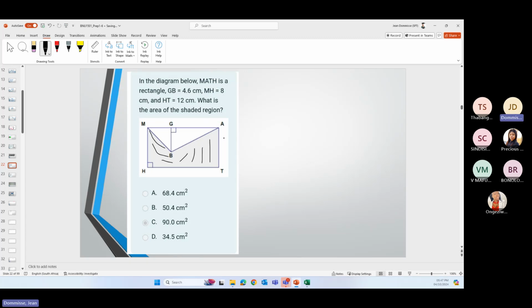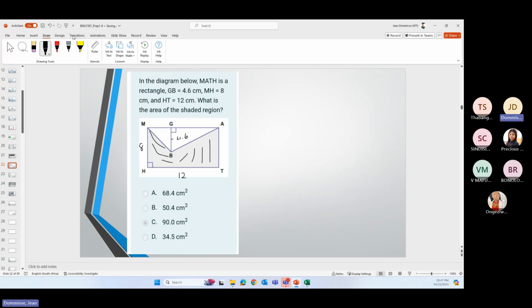MATH is a rectangle where GB is 4.6 centimeters. MH, where is MH? MH is 8. HT is 12. What is the area of the shaded region?